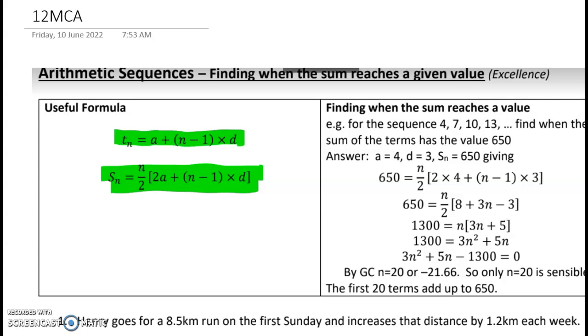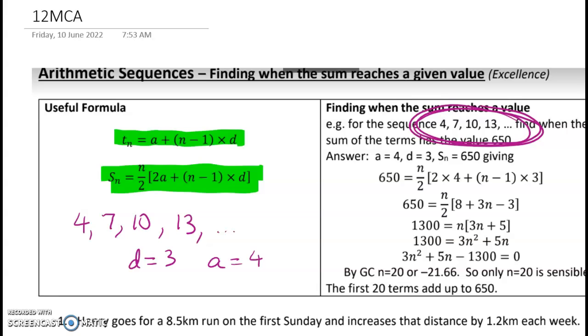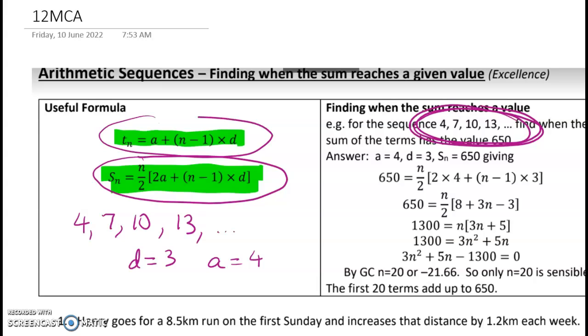So really quickly, an arithmetic sequence is one where there's a constant difference between the terms. So I'm just doing this one that's over here in the example. Here we've got the terms are going up by 3 each time. So D is 3, and the first one we call A. And you've probably proved in class where those two formulae come from, but here we're just going to use them.